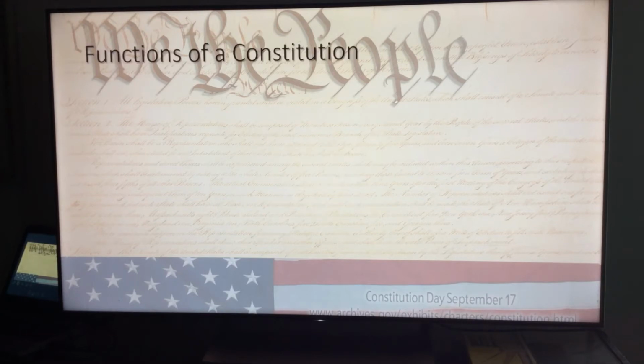Alright, functions of the Constitution. This is one of your essay questions for the first test, so you'll probably want to know what these functions are. There are three main functions of the Constitution.